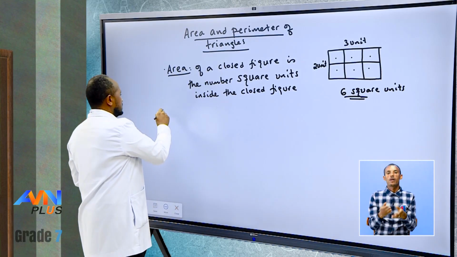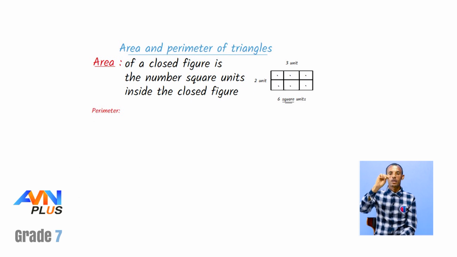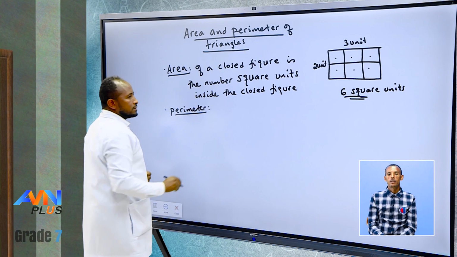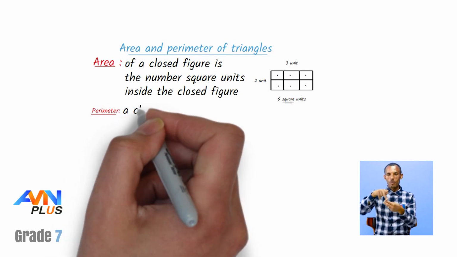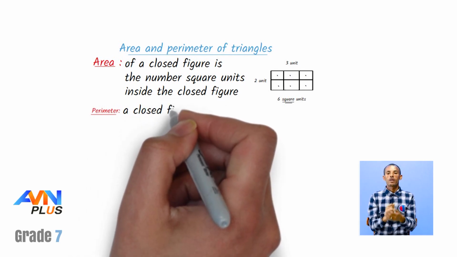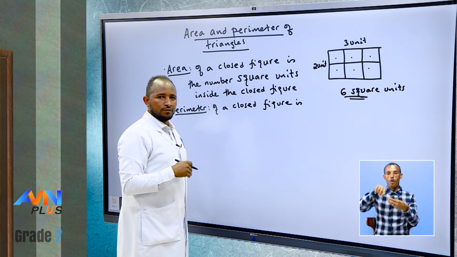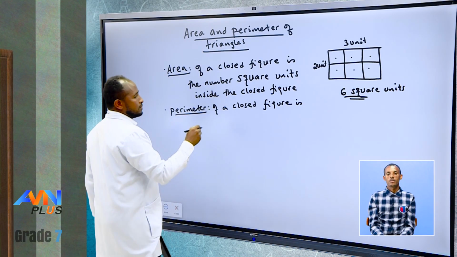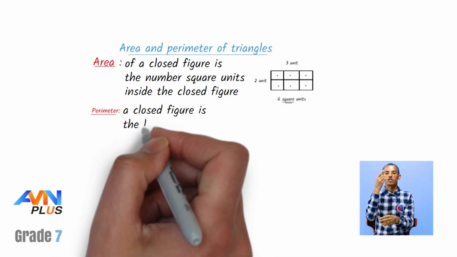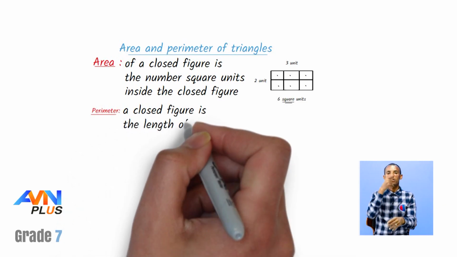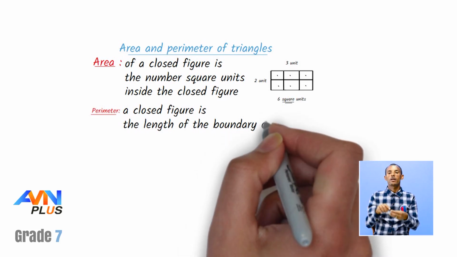Now, let's see what a perimeter is. Perimeter of a closed figure is the length of the boundary of that closed figure, the length of the boundary of the figure.